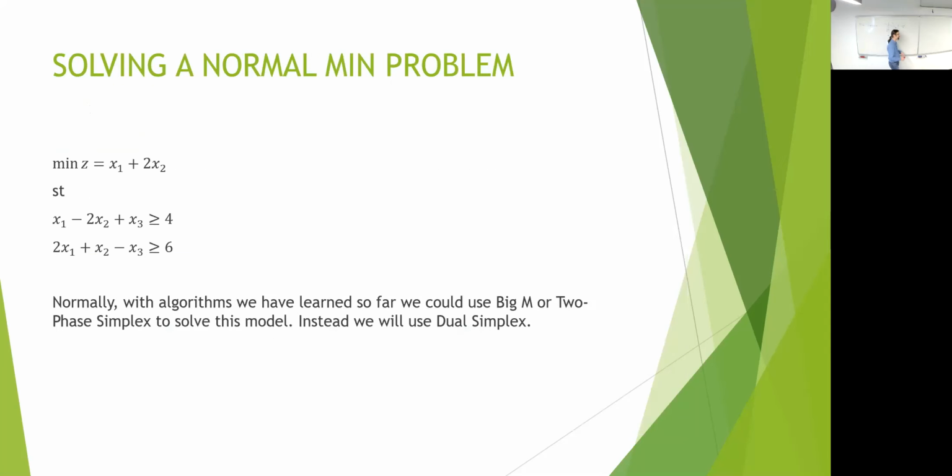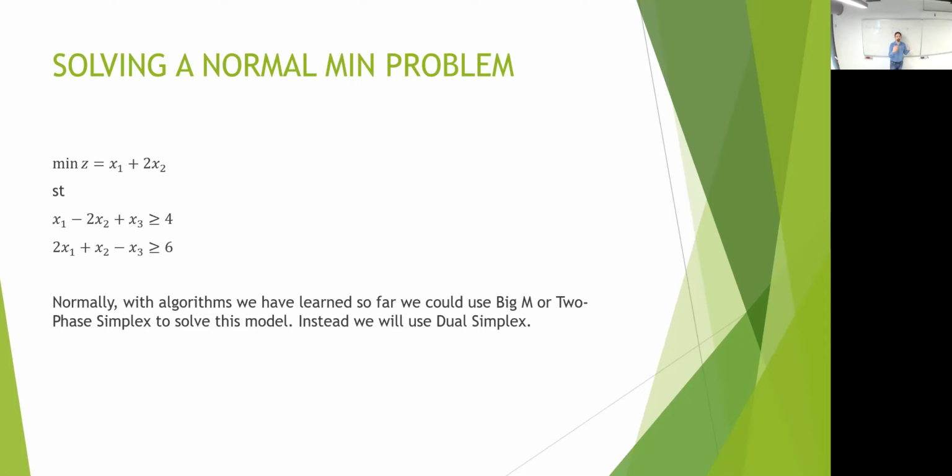What about another type of problem? Solving a normal minimization problem. Now, when we start to solve a normal minimization problem, we are talking about a minimization problem with greater than or equal to signs on the constraints. Okay, this one is an easy problem. There are just two variables in the minimization objective function. There are three variables in the constraints with two constraints. Okay, this is not that hard.